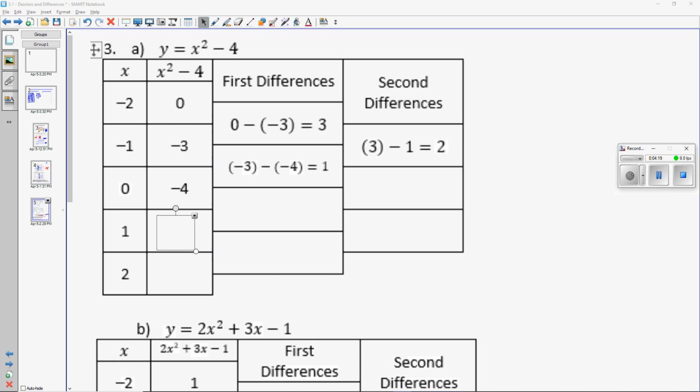Now, let's go and fill out the rest of this sheet. So when we go and plug this in, sometimes you want to be able to calculate that quickly. So let me show you how to do that in Desmos. So our equation is y equals x squared minus 4.